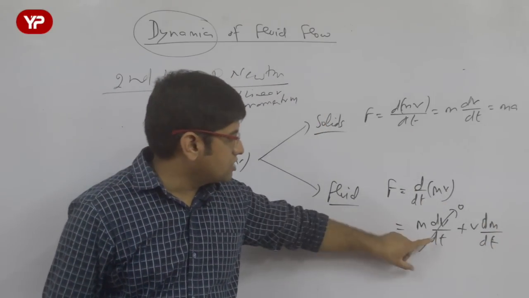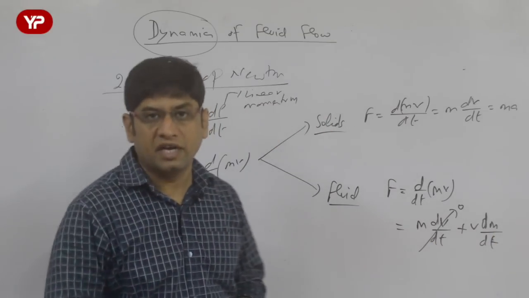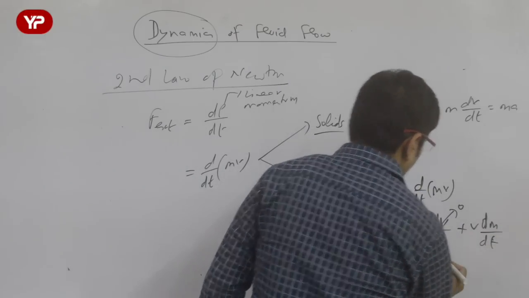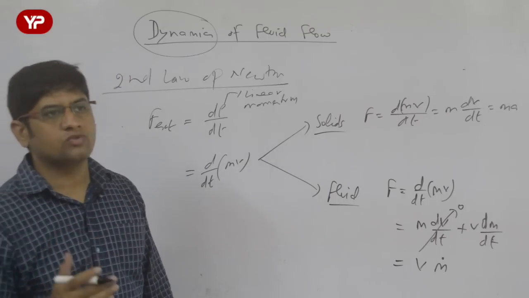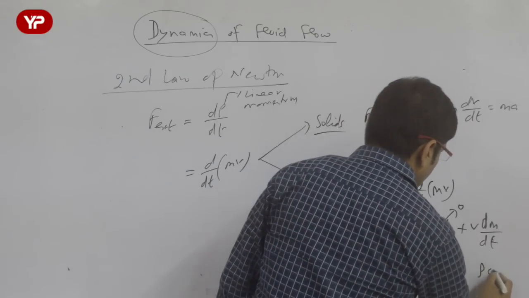If the velocity is not changing, this term is going to be 0, and I am going to get this as v into dm over dt. Now what is dm over dt? I can write it as v into m dot, the mass flow rate, and later on I am going to discuss with you that mass flow rate can be written in terms of discharge as rho into q into v.